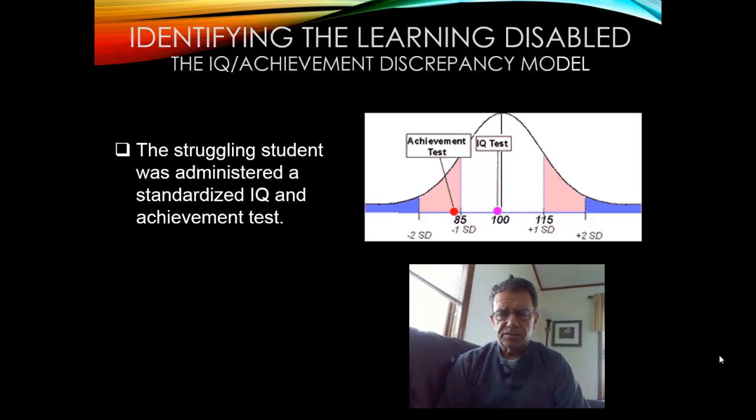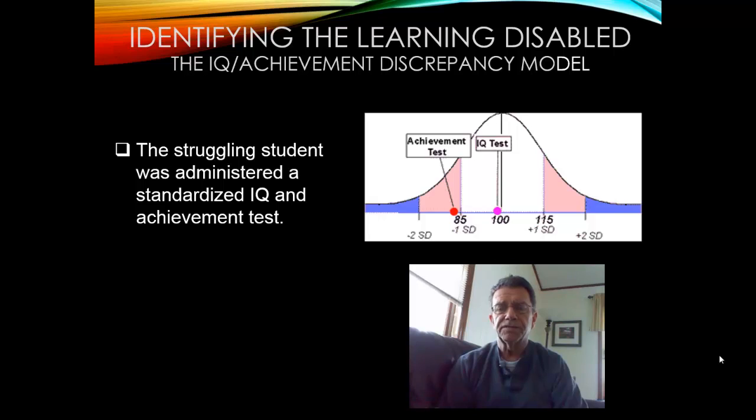What happens is, in all the time that I was in special ed, I was a special educator for about 15 years, and I chaired many IEP meetings. And in order for a student to be classified as learning disabled, it was pretty simple. You gave them an IQ test, and then you gave them an achievement test in math or reading. And once that gap was determined, the student was identified as learning disabled.